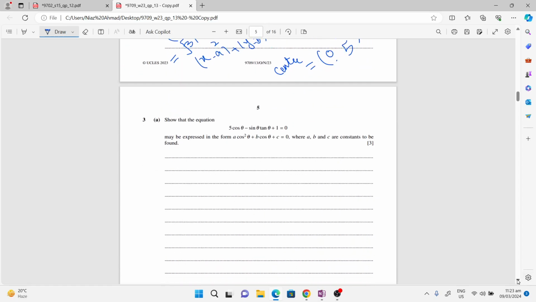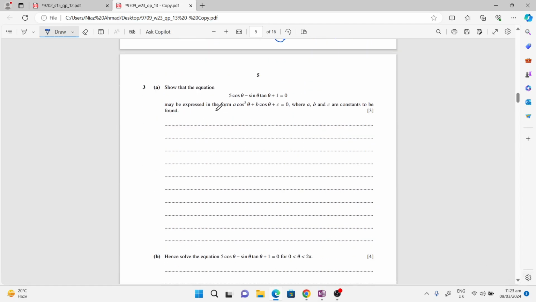So moving to the next one, question number 3, the trigonometry. How can you solve this? Look, this is your given equation. It may be expressed in the form a cos square theta plus b cos theta plus c equals 0, where a, b and c are constants to be found.